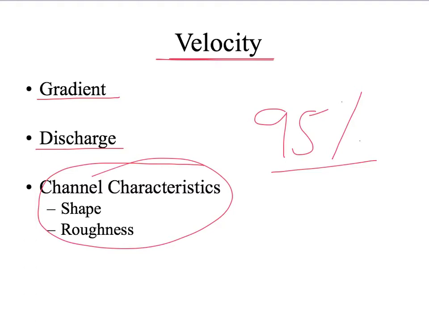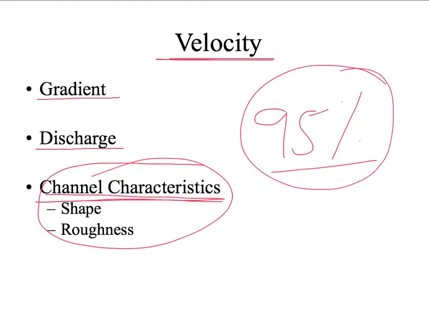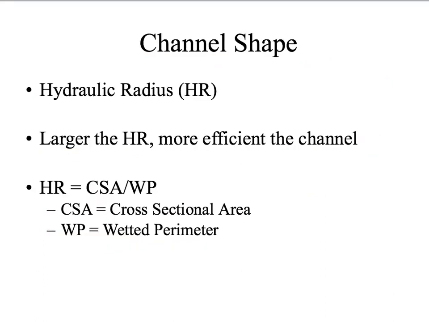So if the channel can be smoother, less rough, and a particular shape, that will reduce that figure substantially and therefore make more energy available for work, i.e. transport and erosion. So two things we're going to run through here. We're going to run through firstly the shape of the channel, how that affects velocity, and secondly we're going to look at channel roughness.